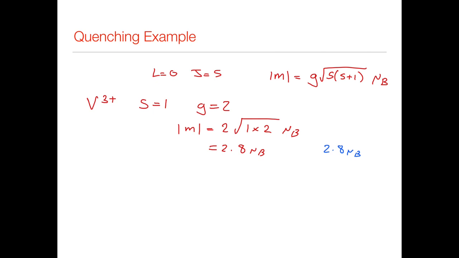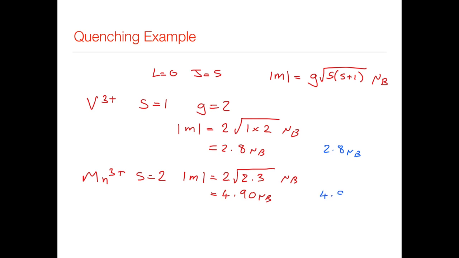What about manganese? Here I've got manganese 3+. S is equal to 2 in this case. So the magnitude of M is going to be g, which is 2, times the square root of 2 times 3, times mu B, and that is equal to 4.90 mu B. In experiment, 4.9 mu B.